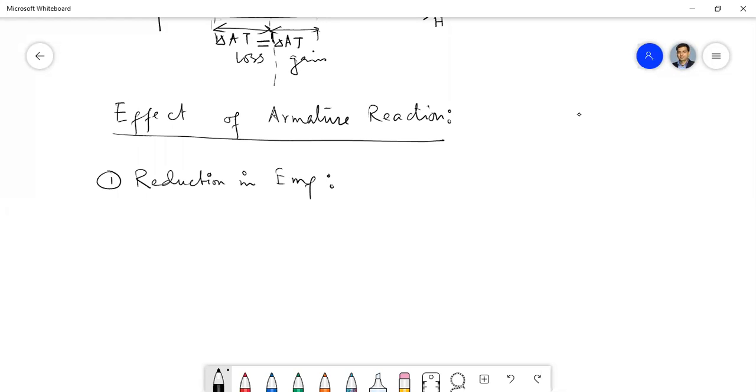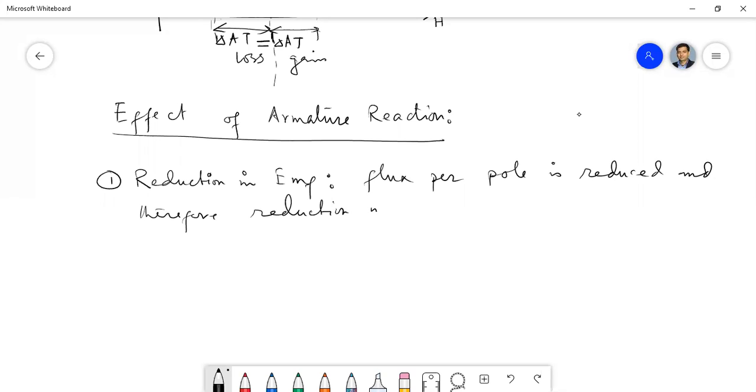So here also you can write that flux per pole is reduced, and therefore there is a reduction in EMF. This is the point I have already explained to you, why there is a reduction in EMF. The next point is increase in iron loss.